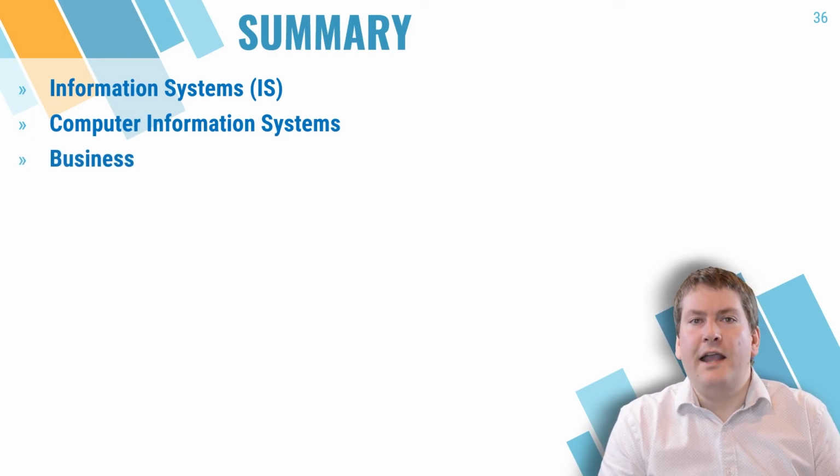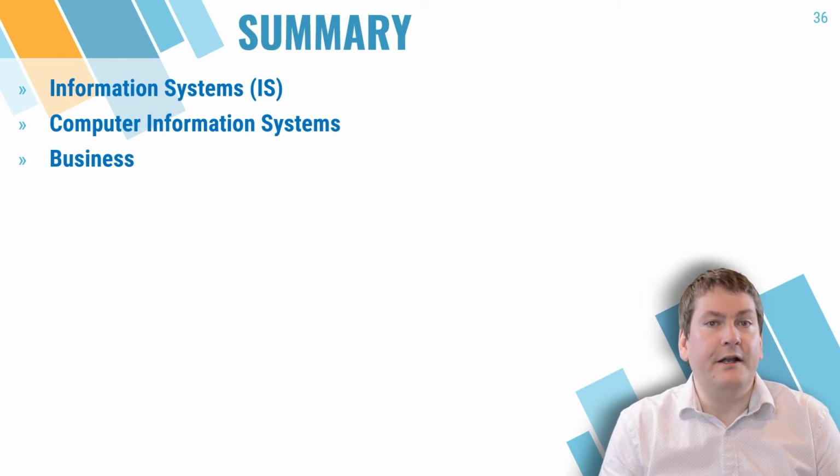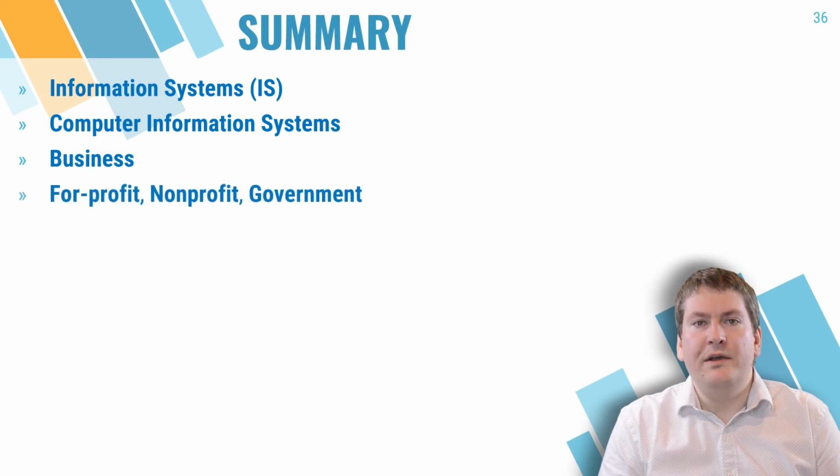Business is any endeavor or enterprise that achieves a goal through the effort of a person or persons that involves a monetary component. The key here being the monetary component. We also covered the three main types of business: for-profit, non-profit, and government. The main difference between these were whether they have shareholders and what they do with their profits.